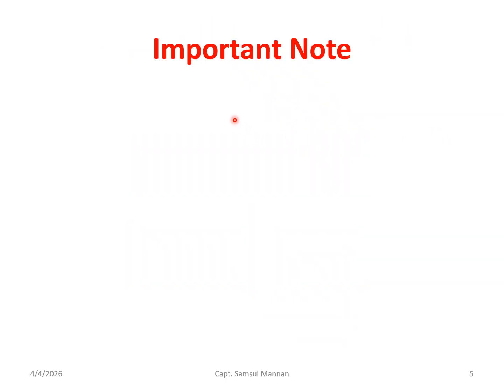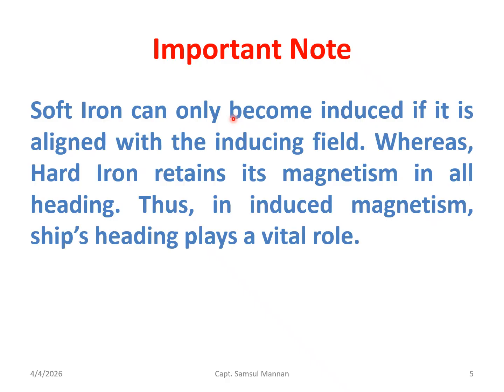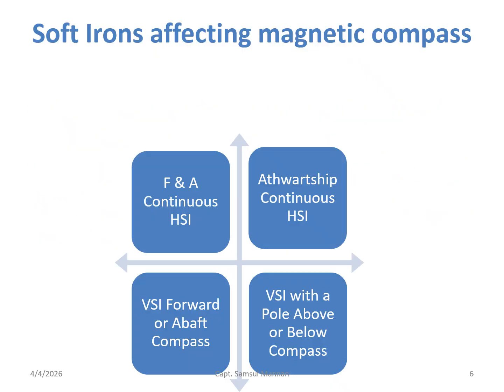To understand induced magnetism better, we need to remember an important note. I want you to write it down in your notebook. Soft iron can only become induced if it is aligned with the inducing field, whereas hard iron retains all its magnetism in all headings. Thus, for induced magnetism, the ship's heading plays a vital role. We'll see that in the following slides.